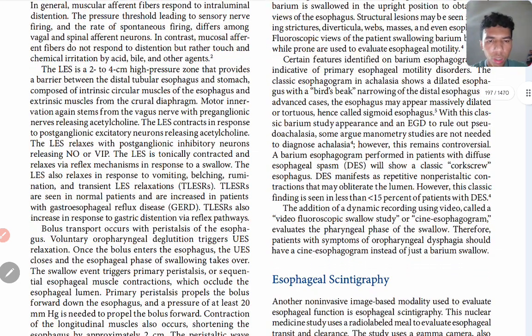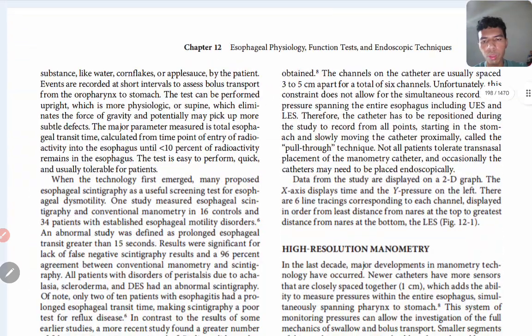The addition of a dynamic recording using video, called a videofluoroscopic swallow study or cine esophagogram, evaluates the pharyngeal phase of the swallow. Therefore, patients with symptoms of oropharyngeal dysphagia should have a cine esophagogram instead of just a barium swallow.